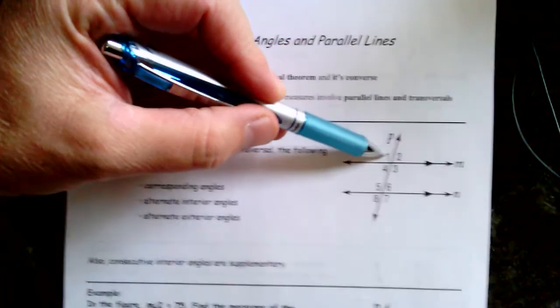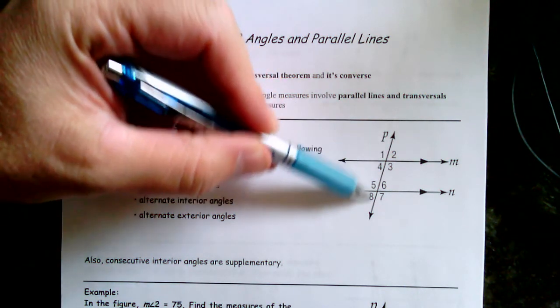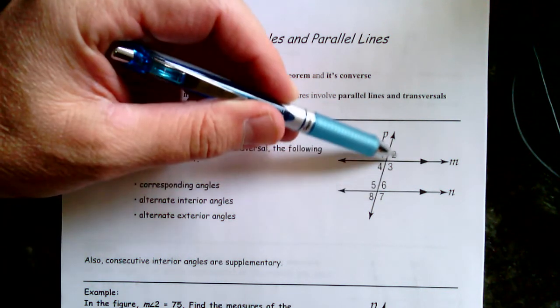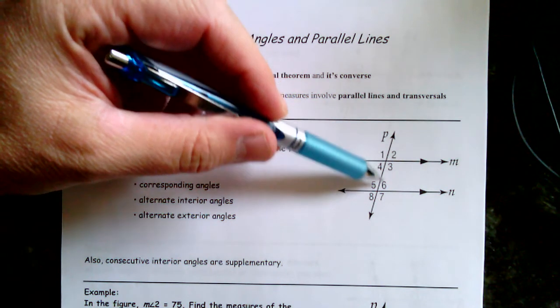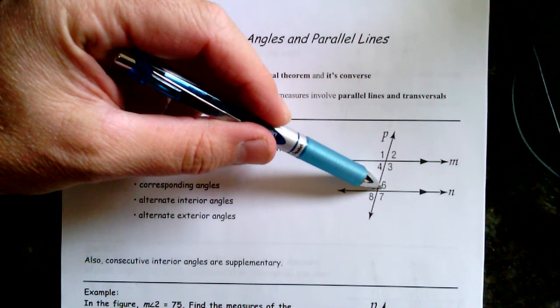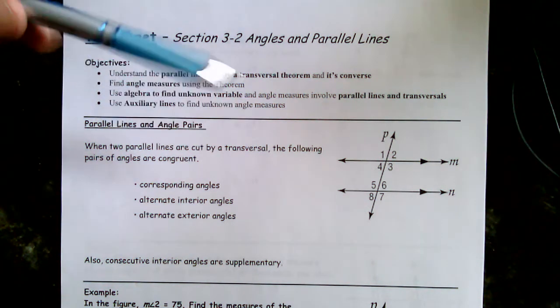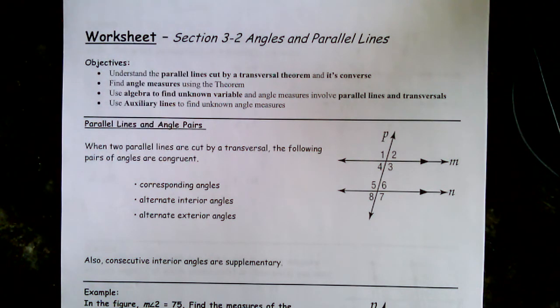And then these angles, 1, 4, 5, and 8, are on the same side. And 2, 3, 6, and 7 are on the same side. And then 1 and 6, or 1 and 7, or 4 and 6, they're on alternate sides, or opposite sides. You can't say opposite, and I'll explain that in a second. But when two parallel lines are cut by a transversal, the following pairs of angles are congruent. Congruent means exactly the same.